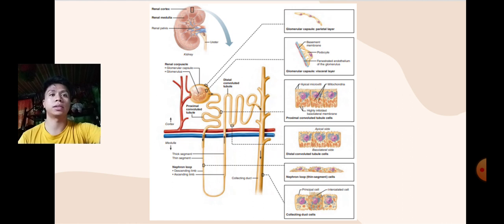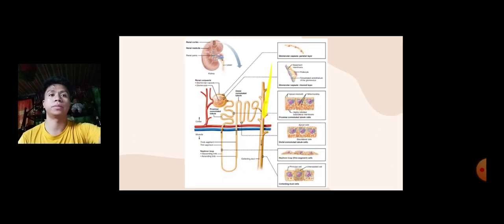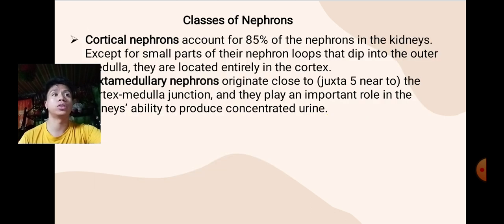And that's the diagram, and this is the photomicrograph of renal cortical tissue. And the other one, diagram B, is the scanning electron micrograph of the renal tubules.